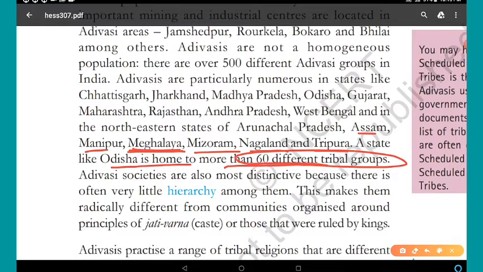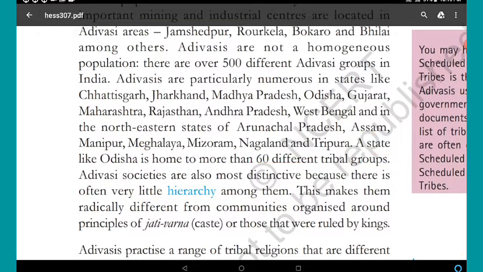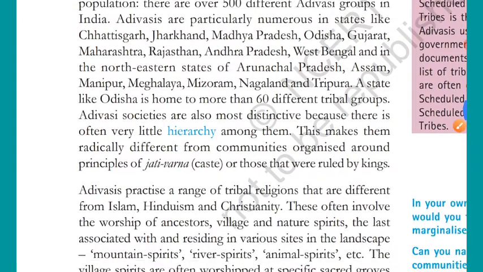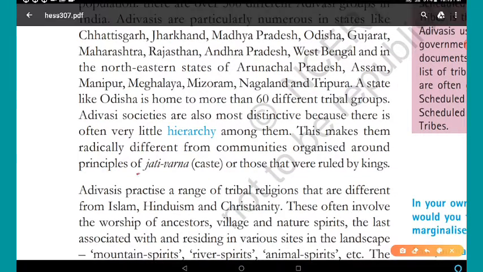Adivasi societies are also distinctive because there is often very little hierarchy among them. Means they are free from the hierarchical system. Casteism is very little among the Adivasis. So this makes them radically different from communities organized around principles of Jati and Varna. So they do not follow casteism, nor were they ruled by kings.